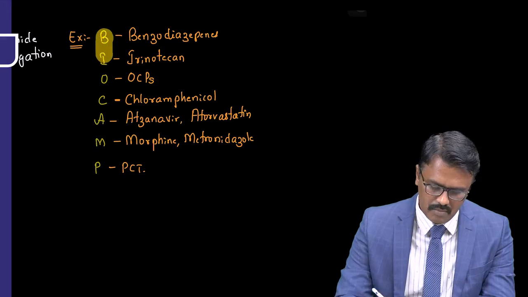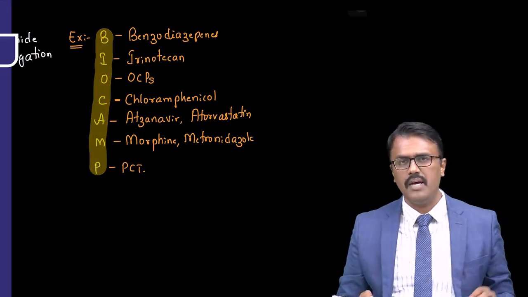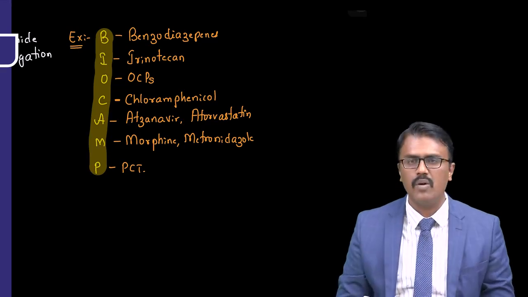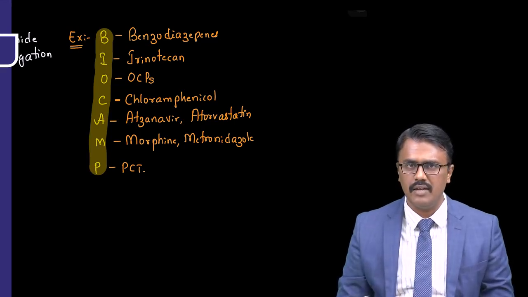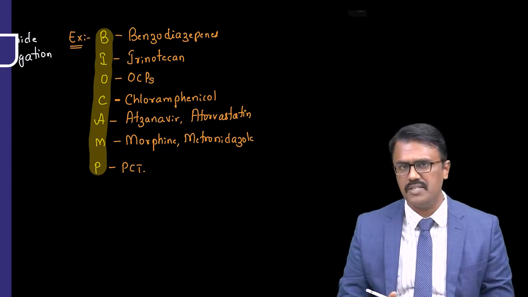So the mnemonic is BIOCHEM. I'll repeat again: benzodiazepine, irinotecan, OCPs, then chloramphenicol, atazanavir, atorvastatin. Then we have morphine, metronidazole, and PCT.